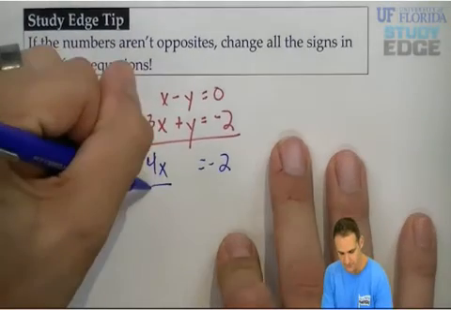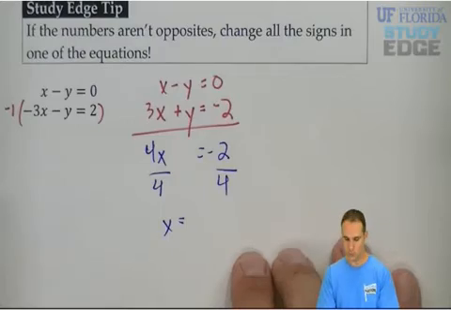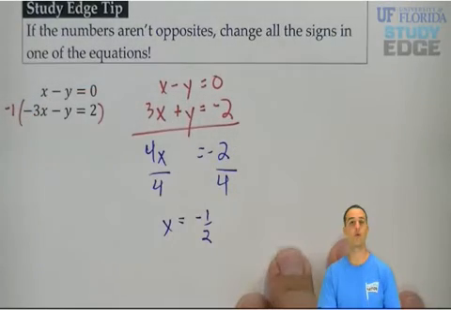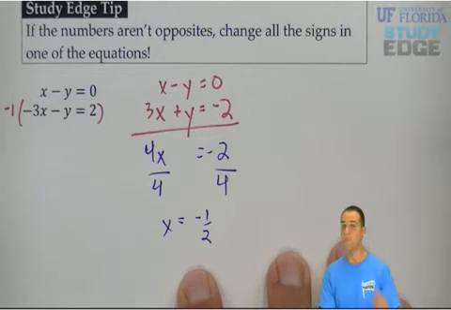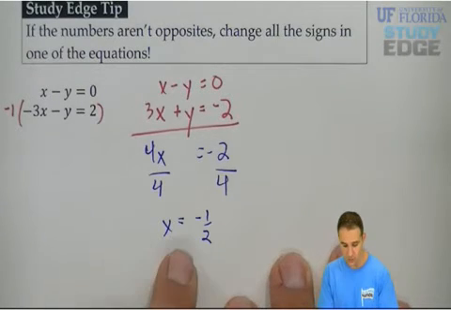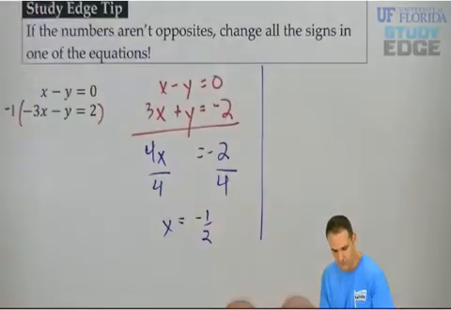From here, divide both sides by 4. And in this case, we have a negative 1/2 when you find the common factor of 2. So we have a fraction. But we still have to find the other variable. So we can plug this back into either equation. I'll plug into the first equation.